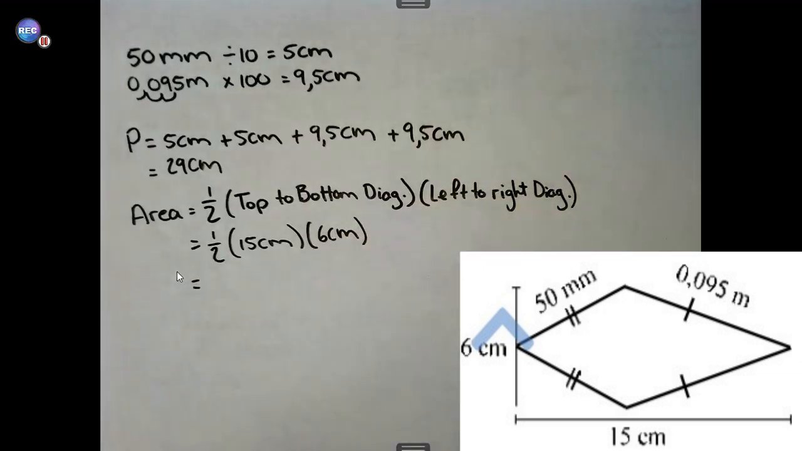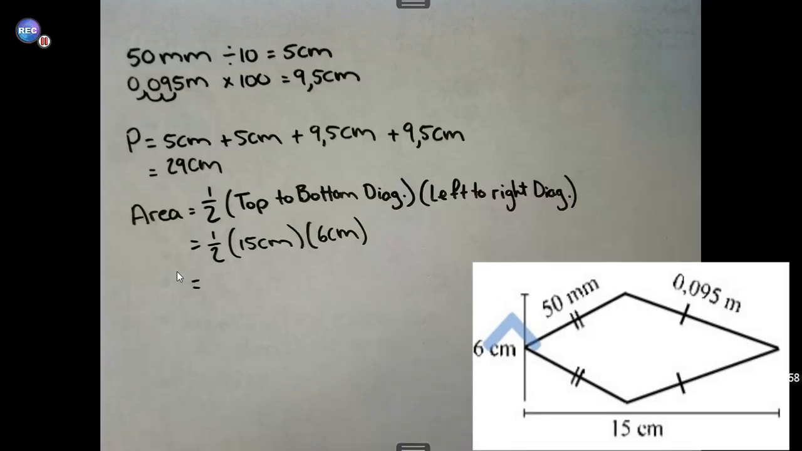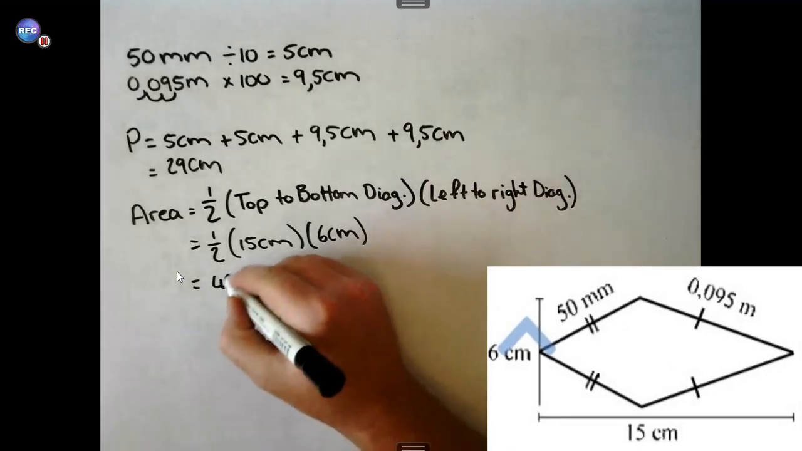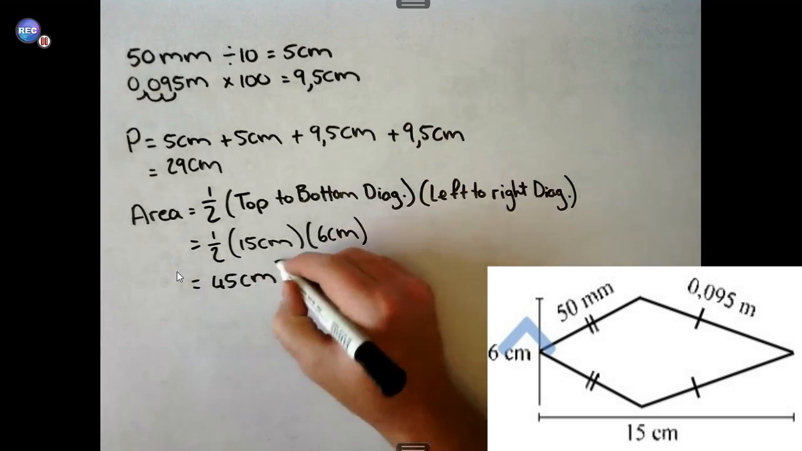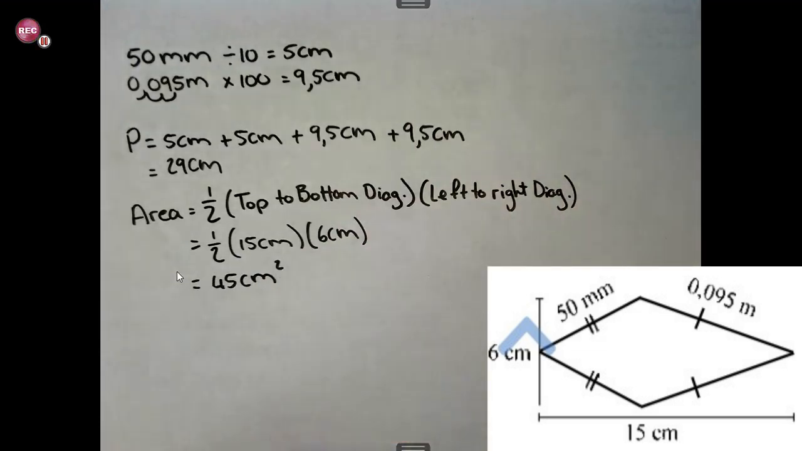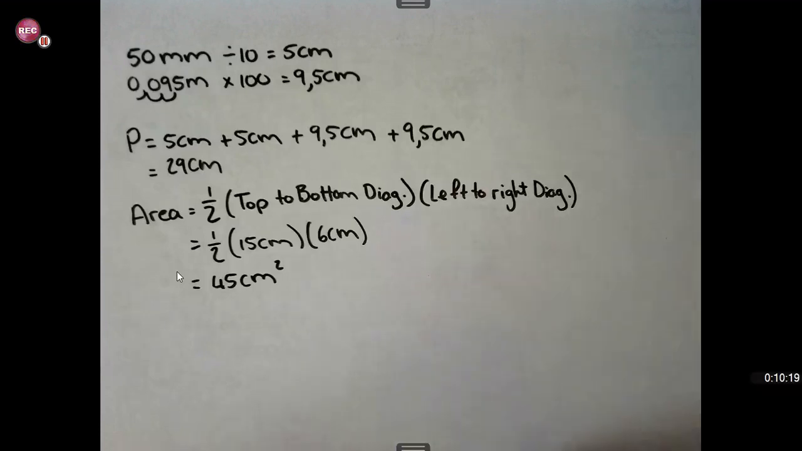When you go and multiply them with one another and multiply it with a half, you will get an answer of 45 centimeters squared for that area of the kite. Okay, and there you go, as easy as that. So multiply the two diagonal lengths with one another and multiply that answer by half and you get the area. Okay, moving on to the next question.